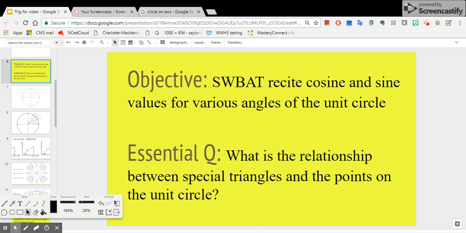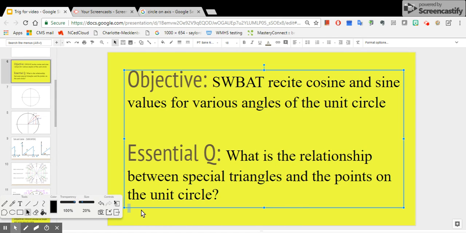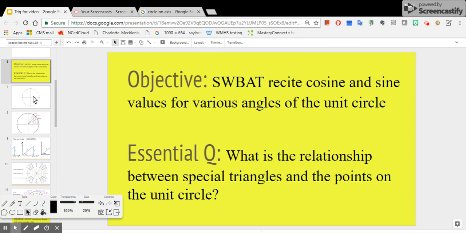So in the second part of this unit, students will be able to recite cosine and sine values for various angles of the unit circle. And our essential question is our ability to explain the relationship between special triangles and the points that occur on the unit circle as a result of them.